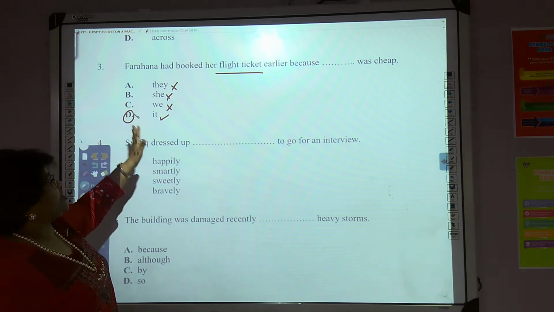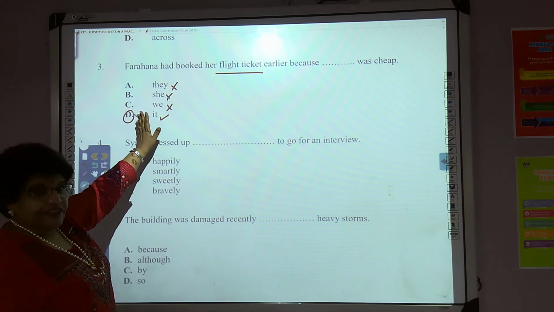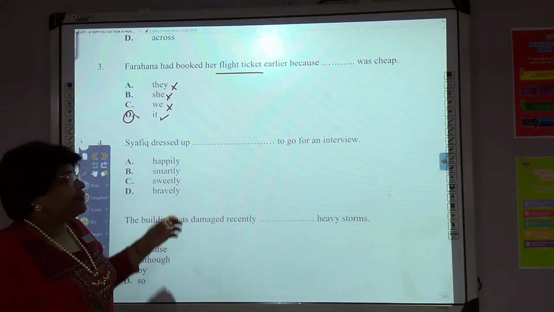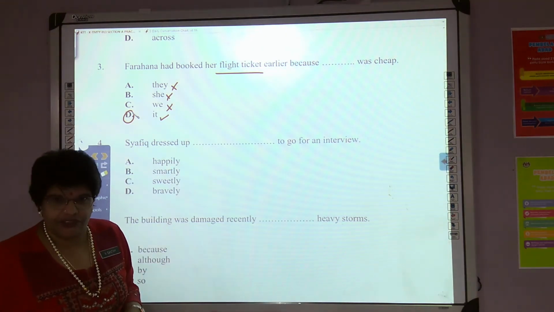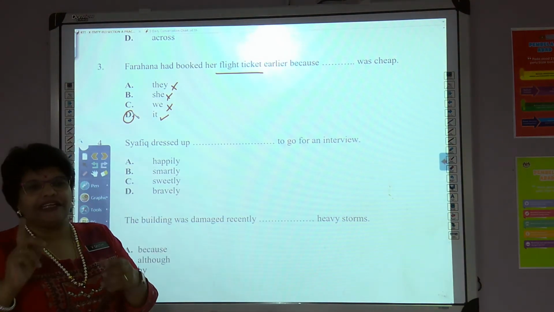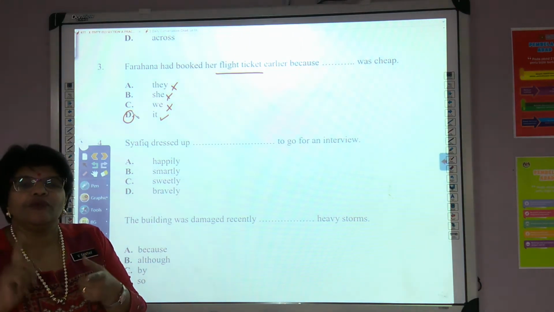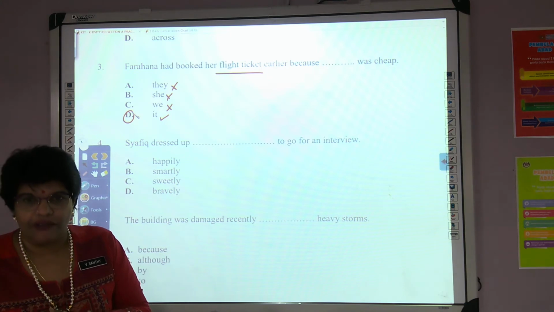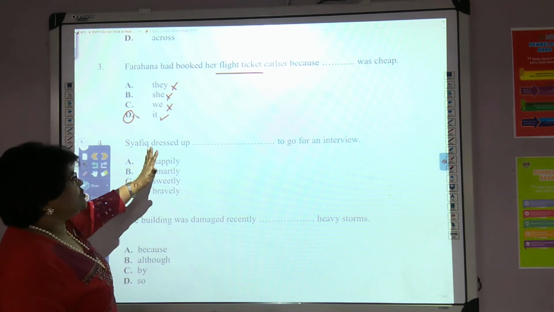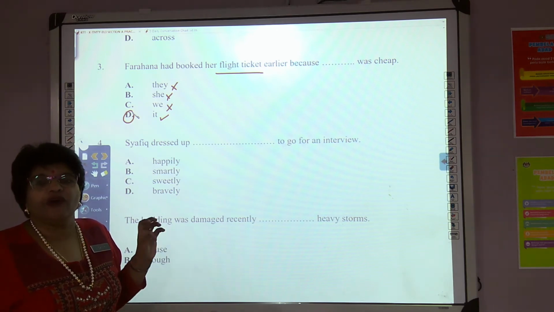After you finish answering, you have to read the whole sentence with your correct answer. And then only you move on to the next question. Do not rush. Please do not rush in answering these questions. When you rush, you will make careless mistakes and you will get the answers wrong. So 1 to 20 is very easy to score full marks if you're careful.